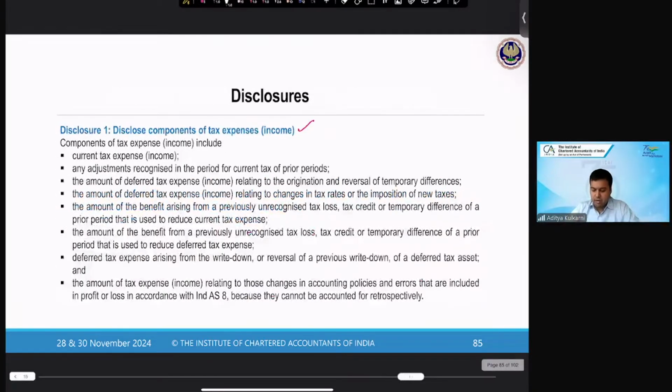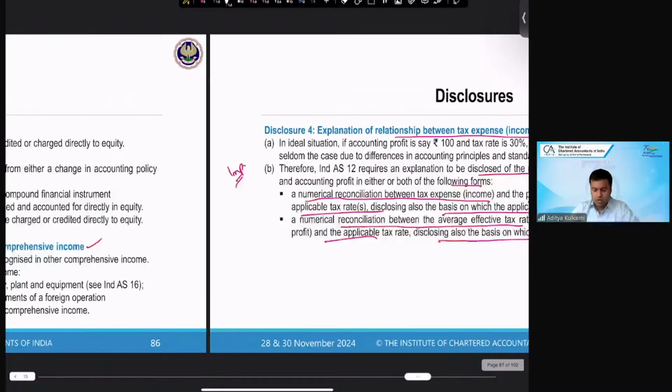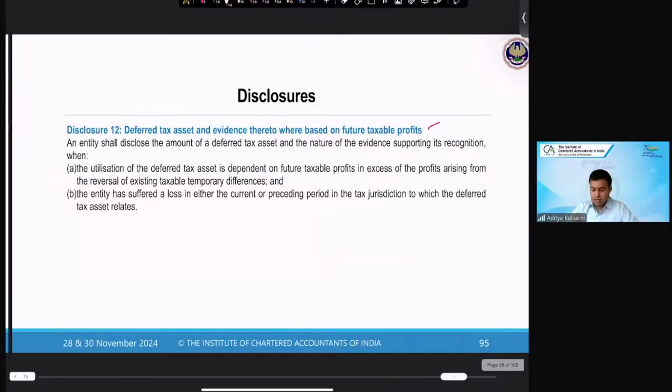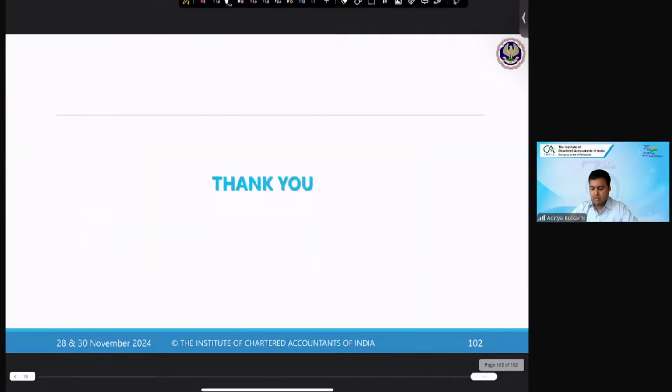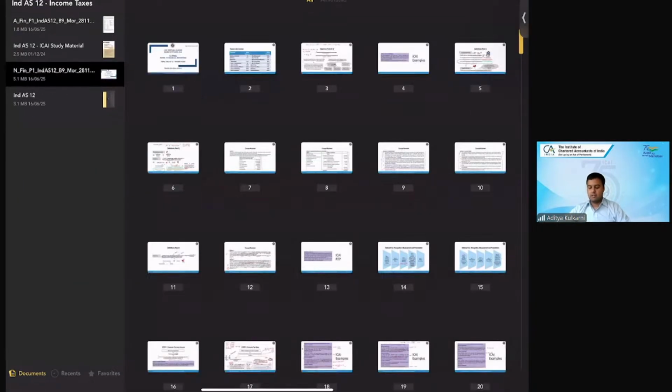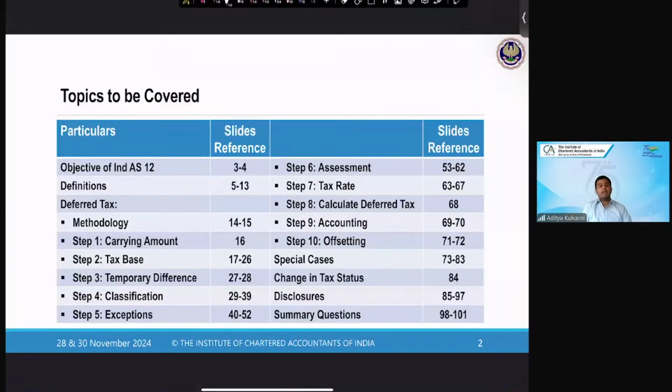And then you have your disclosures. You can run through these disclosures to see what all disclosures there are. I think there are 15 disclosures that are broadly covered. The remaining are all questions which you could try once you refer to the sessions. So that's it on my part as far as Ind AS 12 is concerned. Any doubts, anybody so far?